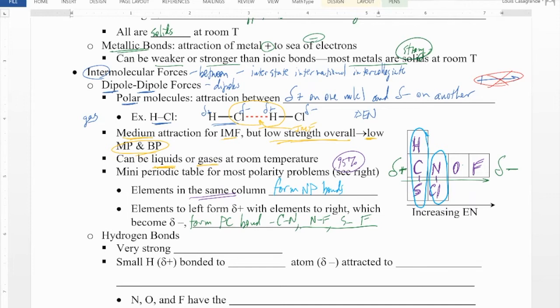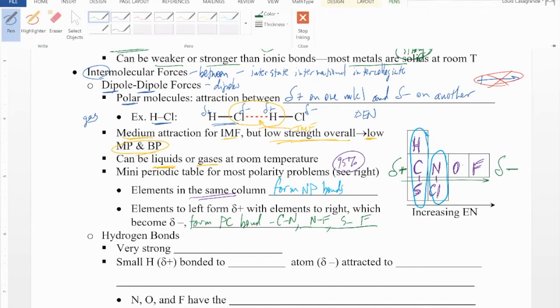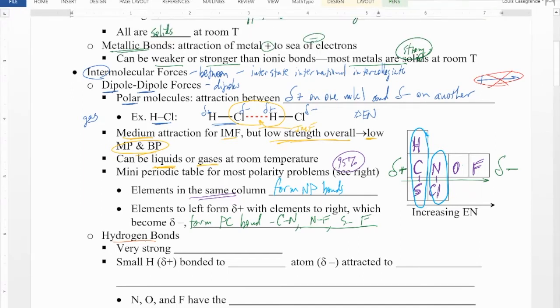dipole-dipole forces. Now, there is an extremely strong dipole-dipole force called a hydrogen bond. So a hydrogen bond is really nothing more than a very strong dipole-dipole force, but it has a very special set of conditions that you need to know about in order to understand when we've got hydrogen bonding.